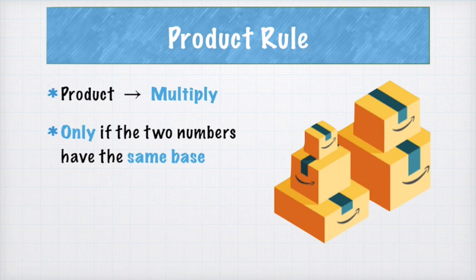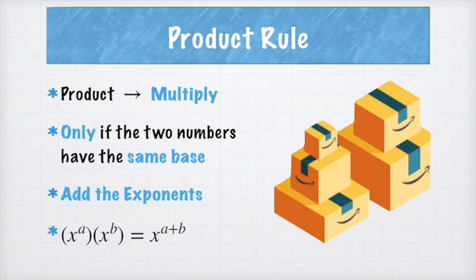So if you have like 2 to the fourth and 3 to the fourth, that's not going to work. It'll only work if it's 2 to the fourth times 2 to another power. And what happens is you just add the exponents together. It gets a little bit confusing because it's like product implies multiplication and now you're adding them, and so we'll talk about why that works.